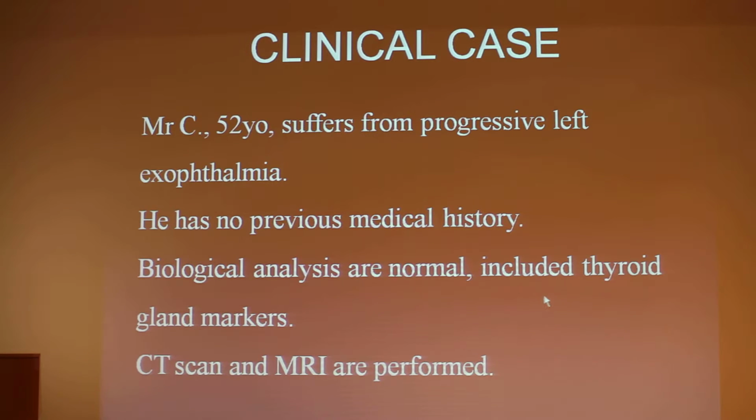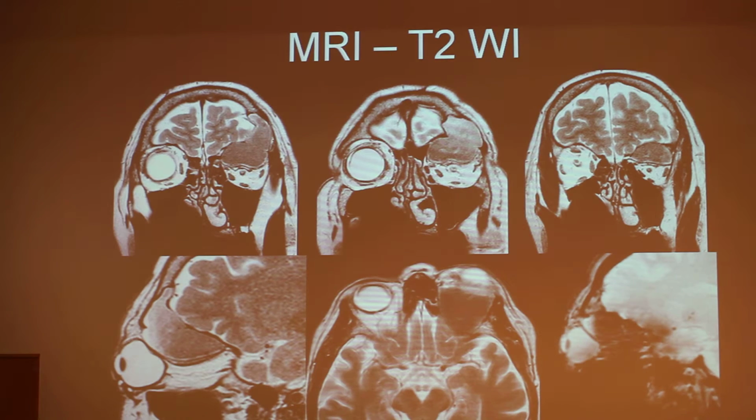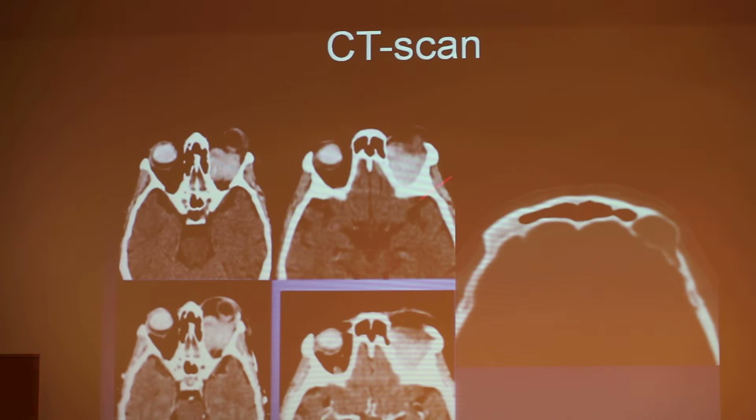I present you the clinical case of a 52-year-old man suffering from progressive left exophthalmia. He has no previous medical history, and we were told that biological analyses are normal, including thyroid gland markers, so it's probably not a grave disease, and CT scan and MRI are given. So, here is the CT scan.